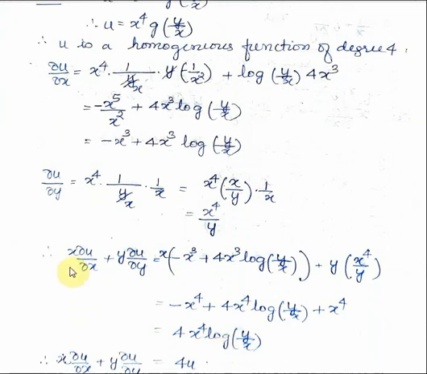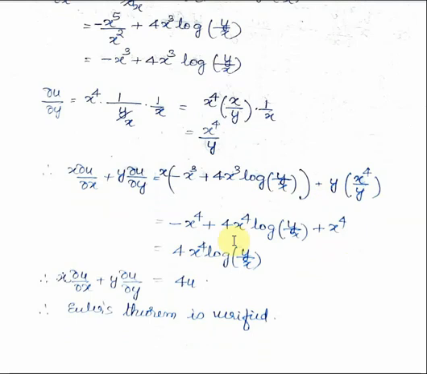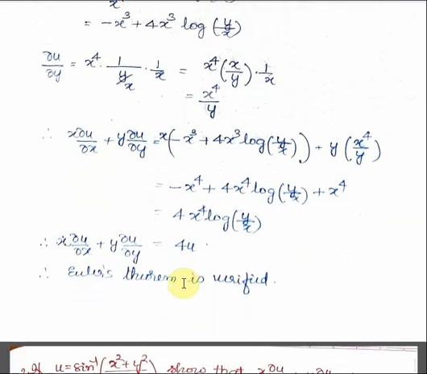Then find x dou u by dou x plus y dou u by dou y, x into this term plus y into the second term. Simplify. This becomes minus x power 4 plus 4 into x cube becomes x power 4 log y by x. y gets cancelled plus x power 4. Minus x power 4 plus x power 4 becomes 0. So 4x power 4 log y by x. x power 4 log y by x is nothing but my u. Therefore 4 into u. Therefore the Euler's theorem is verified.